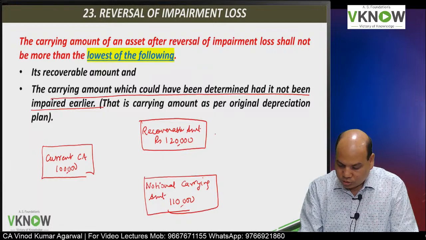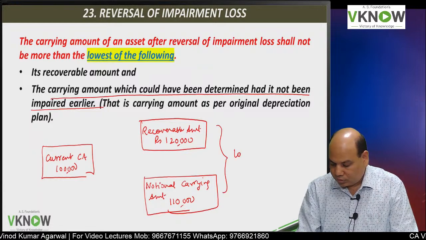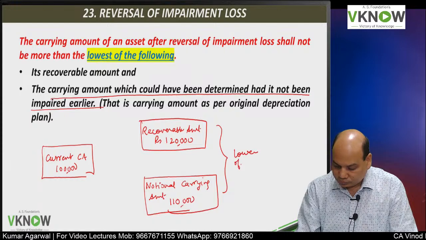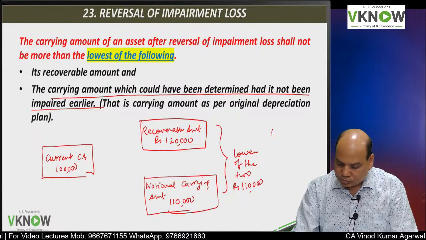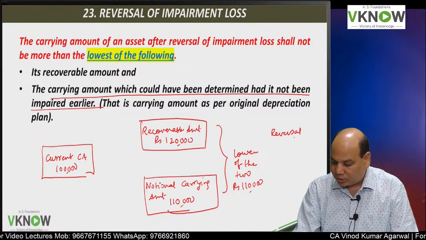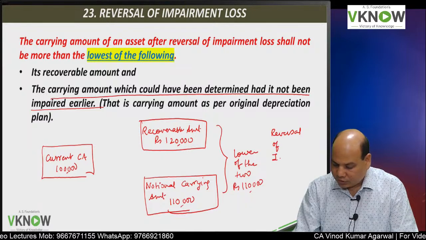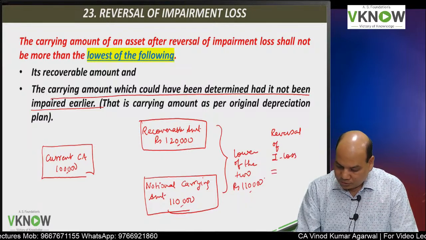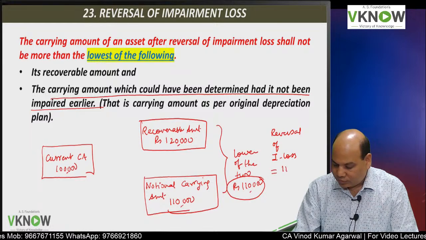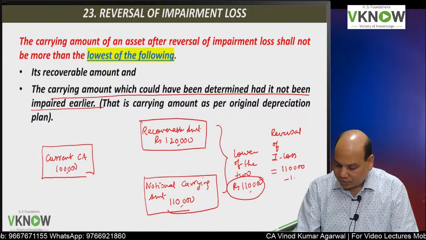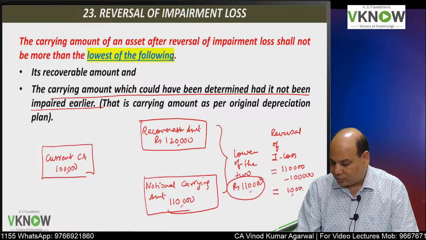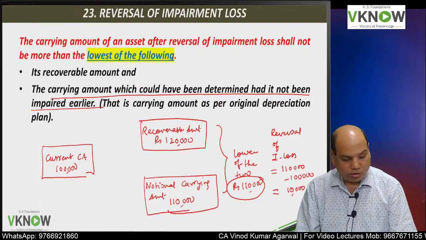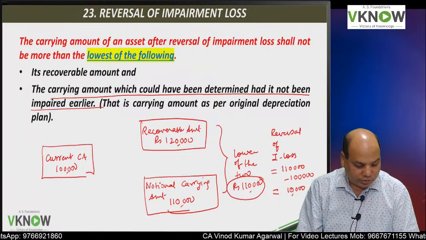So which is the lower of the two? Take the lower of the two. The lower of the two is rupees 1,10,000. So what is the reversal of impairment loss? Reversal of impairment loss will be 1,10,000 minus current carrying amount 1 lakh, that is 10,000. So impairment loss will be reversed by 10,000 rupees.